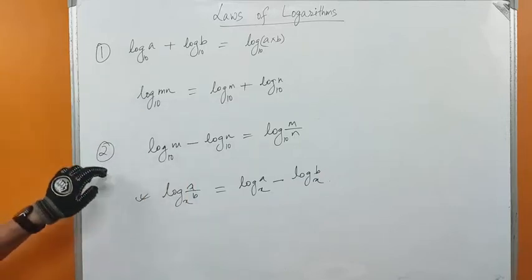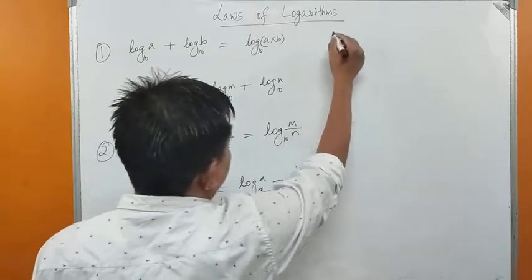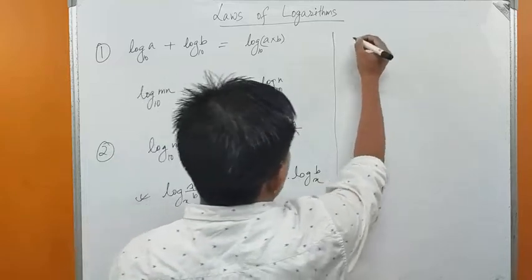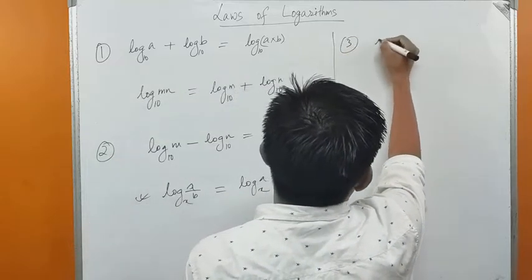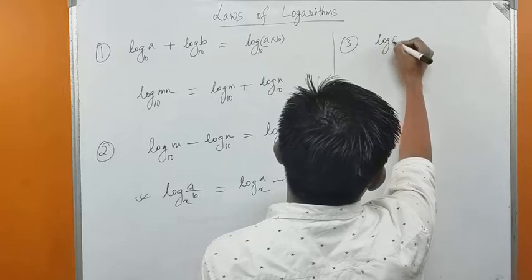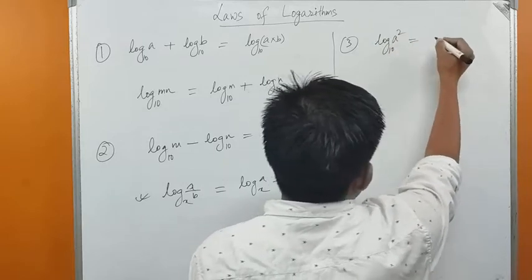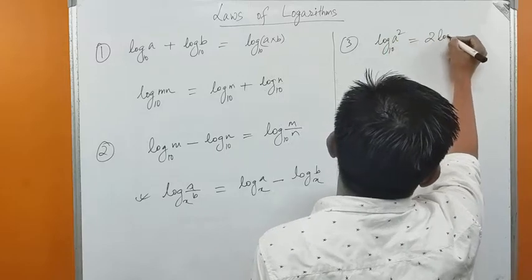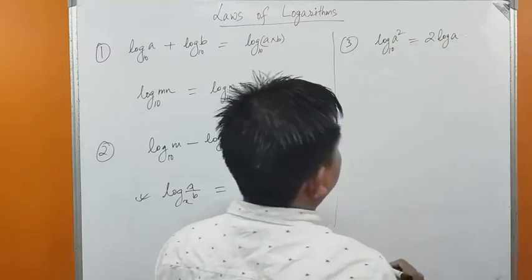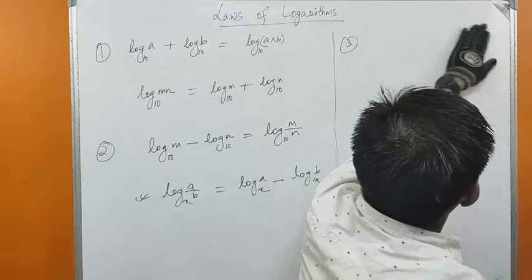So first law, second law. Now the third law is the power law. If we have log a square to the base 10, then we can write this as 2 log a. Or let me write it in another way.